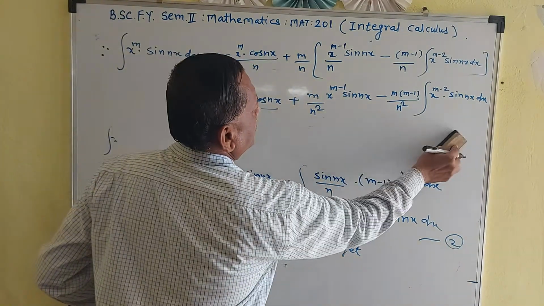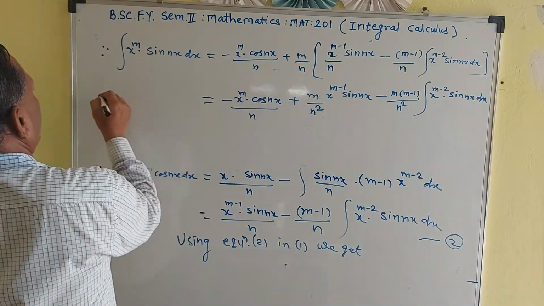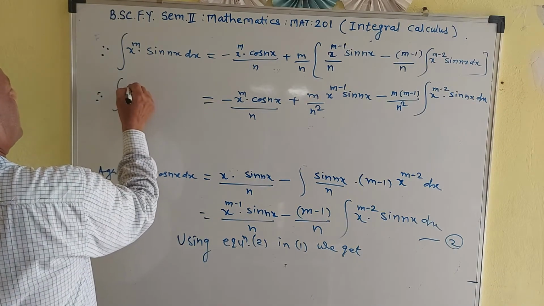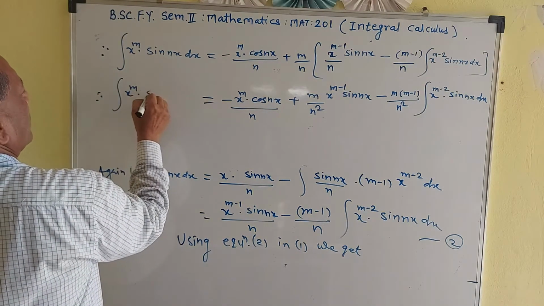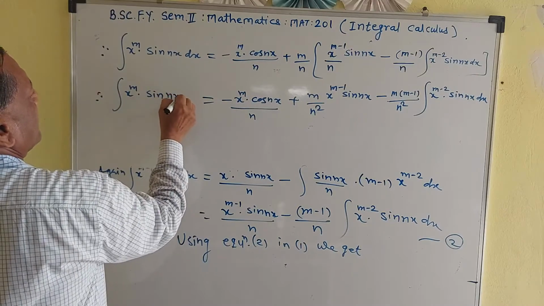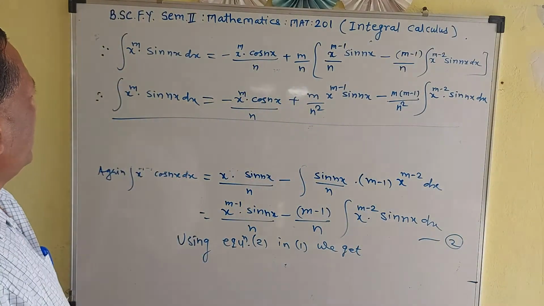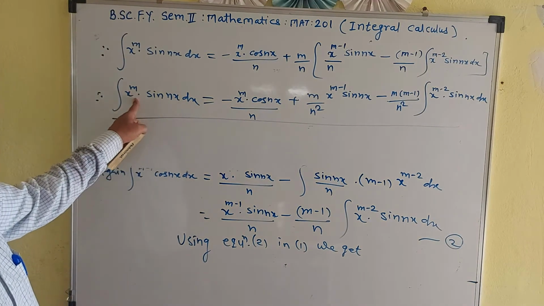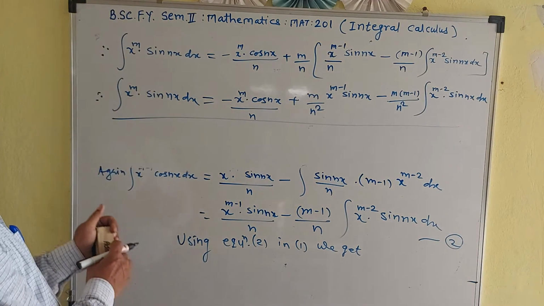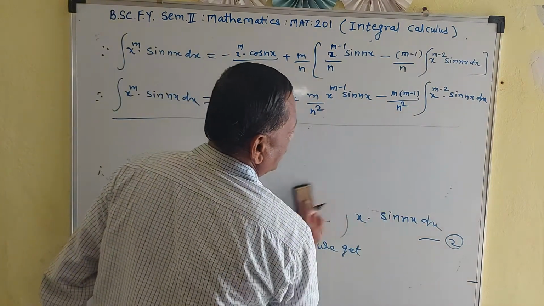So here m and n are constants. So this is the reduction formula of x raised to m into sin nx dx. So in this way you find the reduction formula of x raised to m into sin nx dx by making use of integrating by parts.